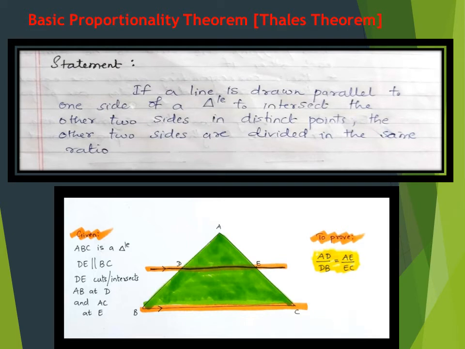So when all these are done, the other two sides are divided in the same ratio. Which are the other two sides? AB and AC, isn't it? So according to the statement, AD divided by DB is equal to AE divided by EC. This is what the statement says. Now we shall see how to prove this. Hope you have understood the statement and the diagram. We'll move on to the proof now.